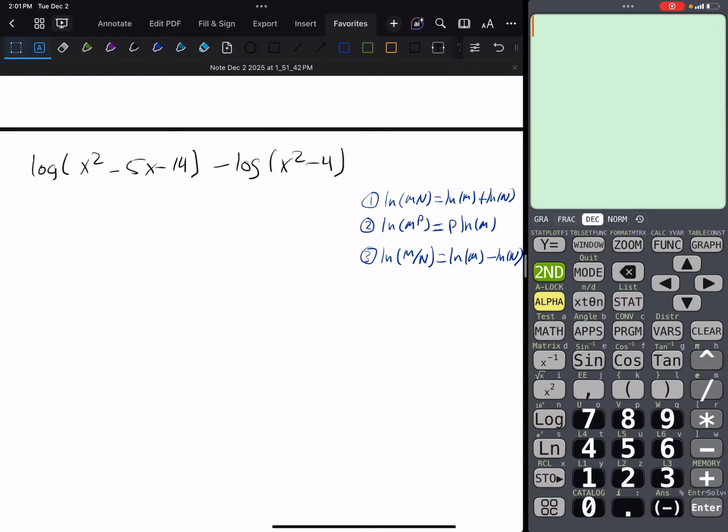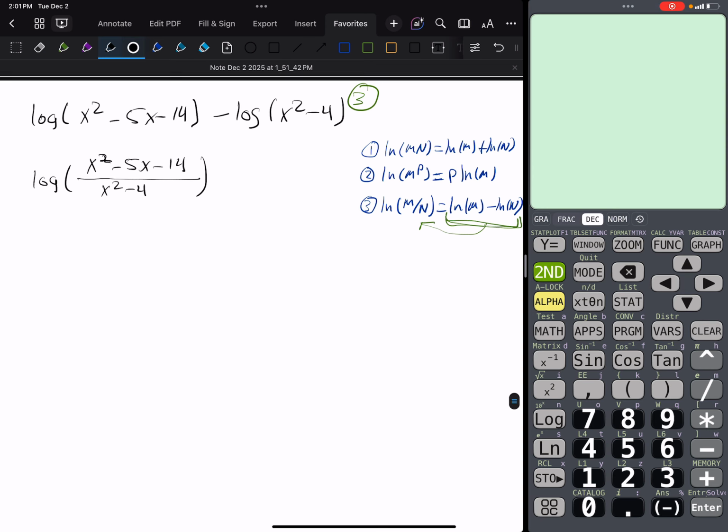If I want to combine these two logs together, I've got two logarithms of the same base separated by subtraction. That's definitely a 3, right? Because I got two logarithms of the same base separated by subtraction. They can be combined into one divided by the other in the argument. And so I definitely want to use 3 here. And so that's going to be log of, now I have x squared minus 5x minus 14 divided by x squared minus 4.